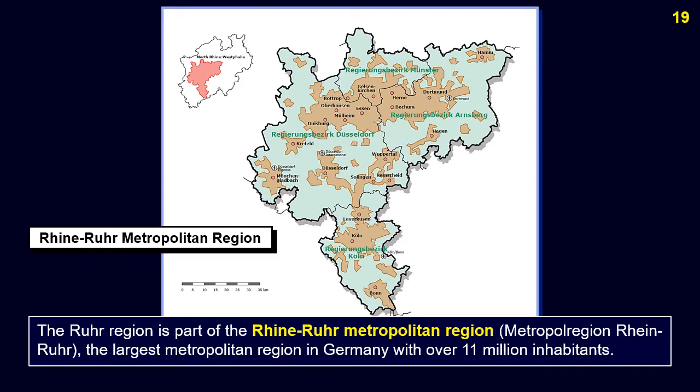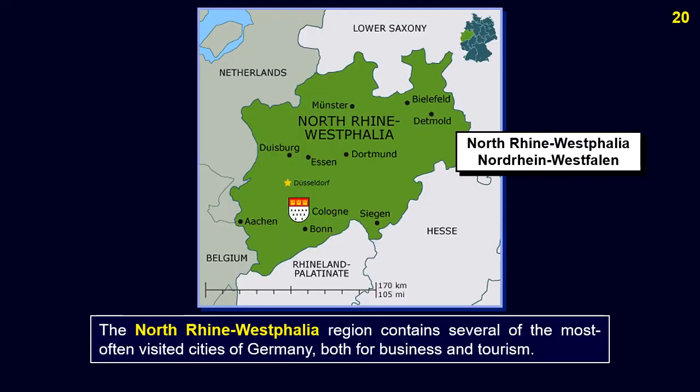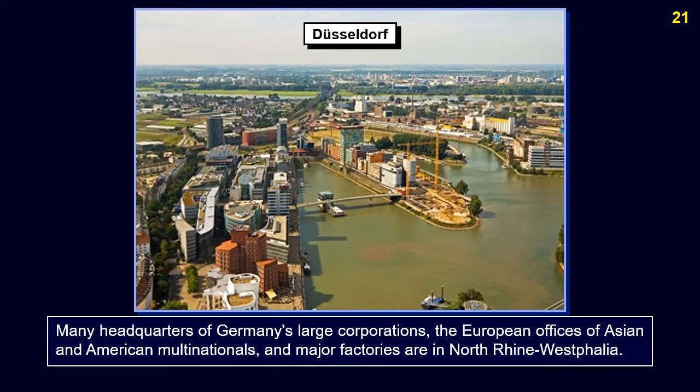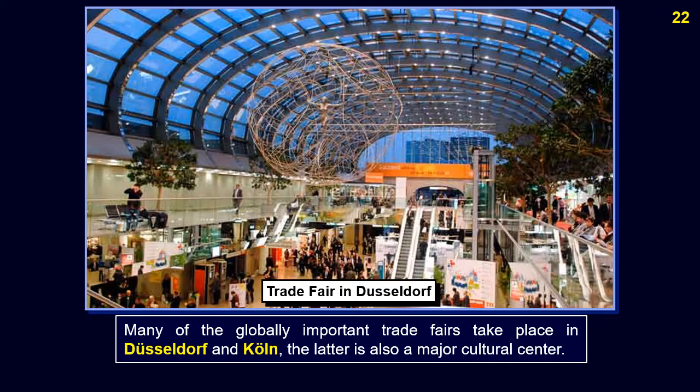The Ruhr region is part of the Rhine-Ruhr Metropolitan Region, Metropolregion Rhein-Ruhr, the largest metropolitan region in Germany, with over 11 million inhabitants. The North Rhine-Westphalia region contains several of the most often visited cities of Germany, both for business and tourism. Many headquarters of Germany's large corporations, the European offices of Asian and American multinationals, and major factories are in North Rhine-Westphalia. Many of the globally important trade fairs take place in Düsseldorf and Köln. The latter is also a major cultural center.